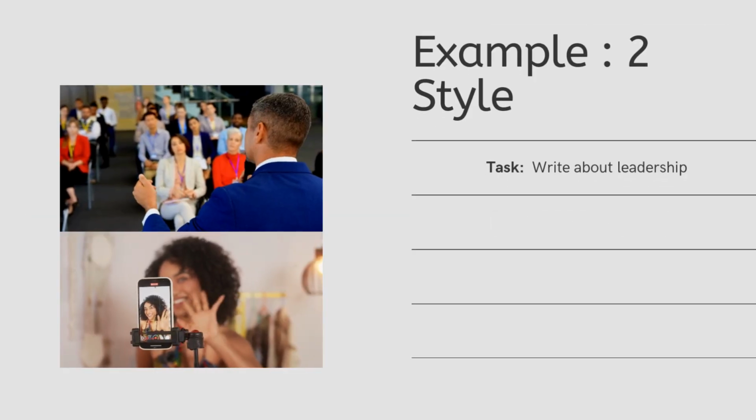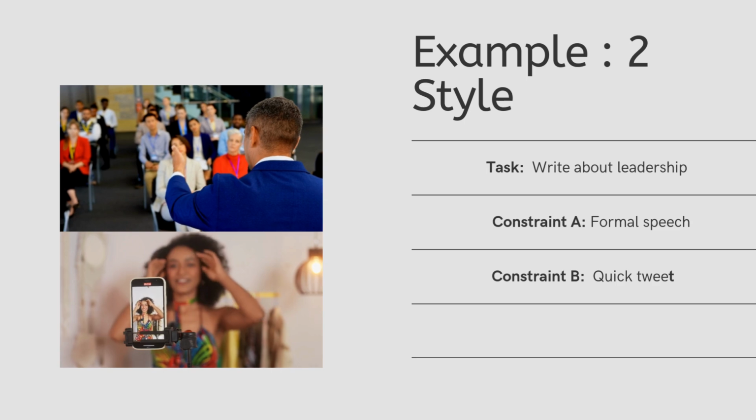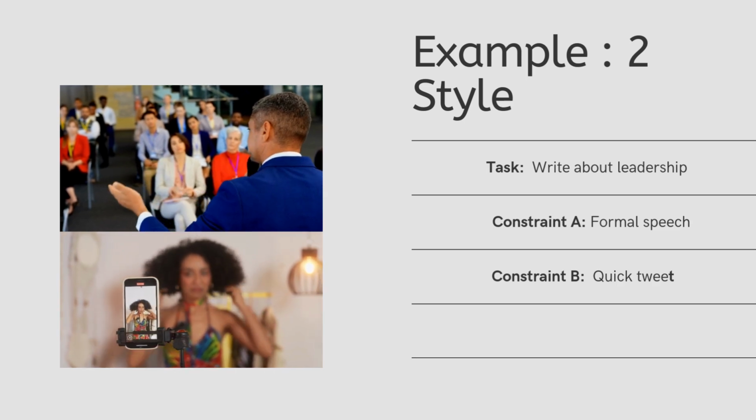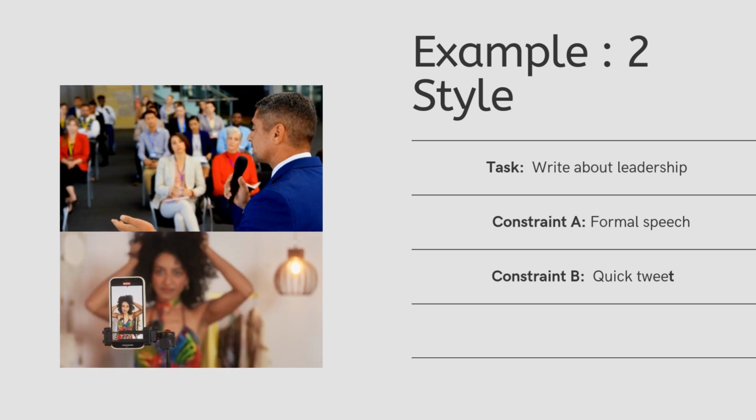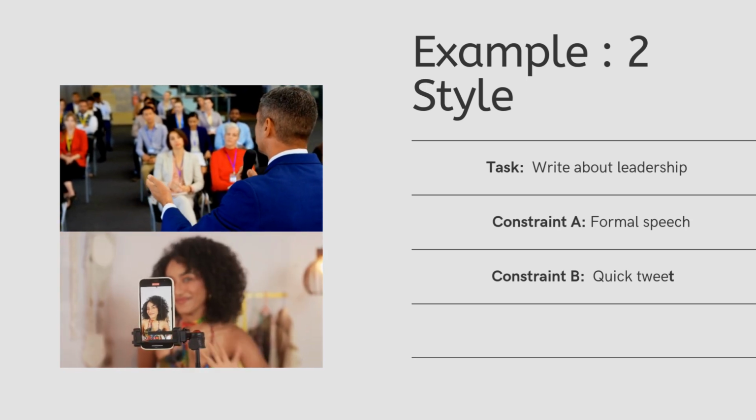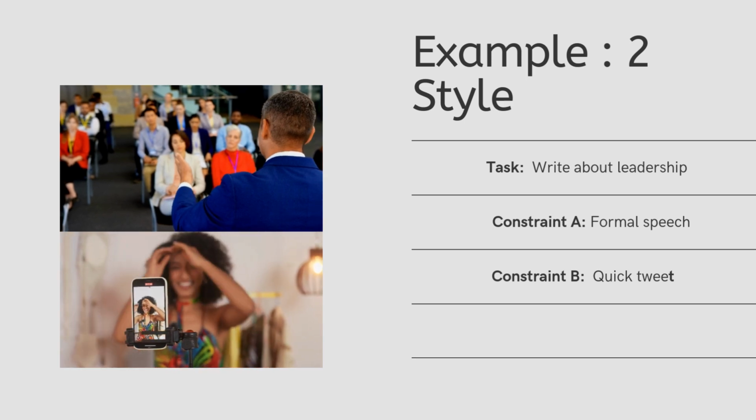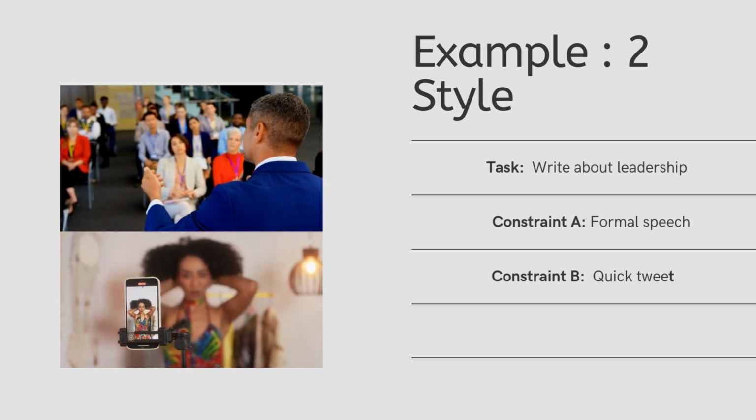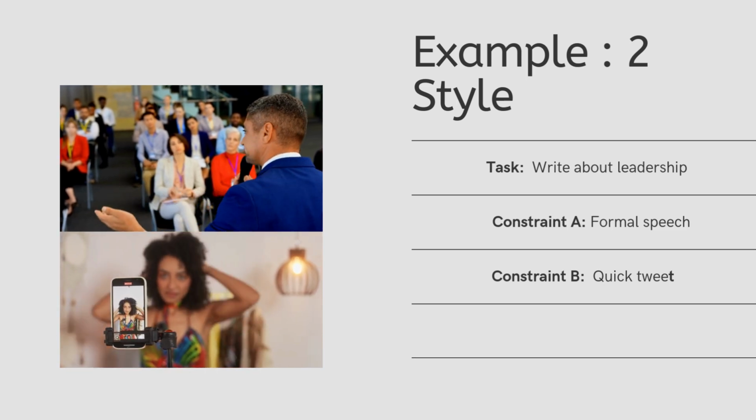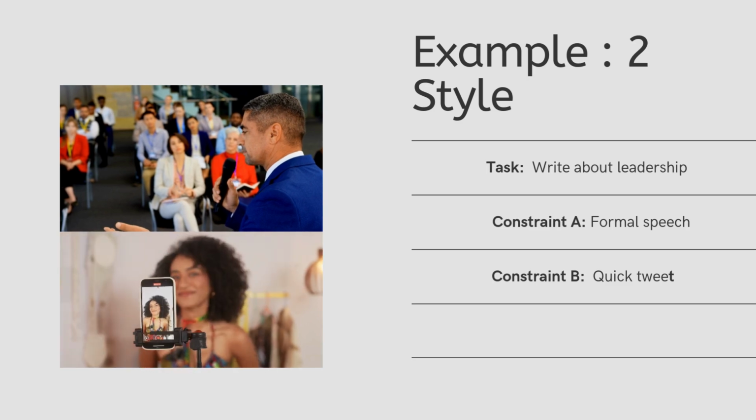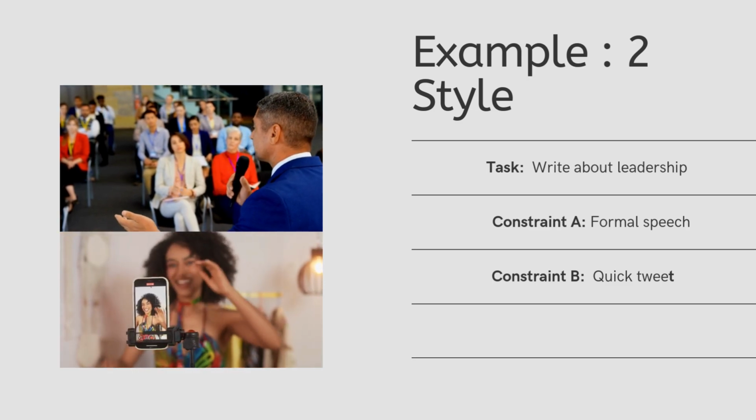Let's try a style contrast. Ask the AI to write about leadership as if giving a formal speech. The result is polished, weighty, and traditional. Then reframe the same idea as a casual tweet. That version is short, punchy, and conversational. Juxtaposed, the two show very different tones, one built for authority, the other built for speed and impact.